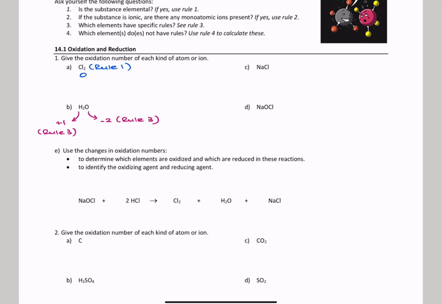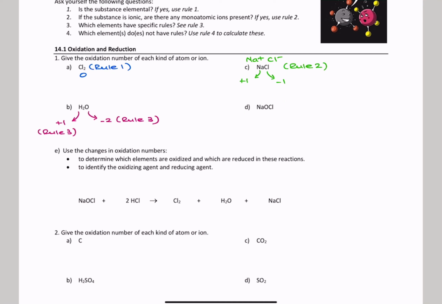Question C, NaCl. Is the substance elemental? No, it's a compound made of sodium and chloride. 2. Is the substance ionic? Yes, it's an ionic compound made of 2 monoatomic ions. It's made of the sodium ion, Na+, and the chloride ion, Cl-. Therefore, we'll be using rule number 2. And rule number 2 tells you that the oxidation number is the same as the charge of the monoatomic ion. Therefore, Na will be +1 and Cl will be -1.